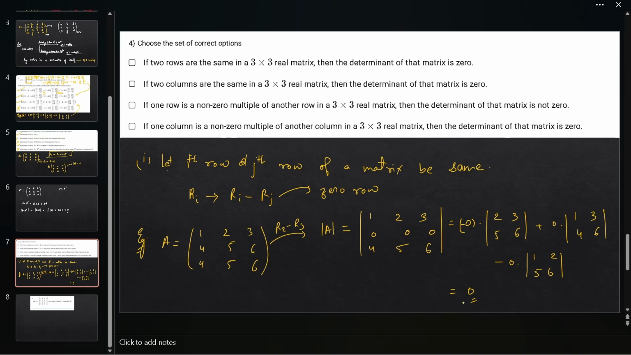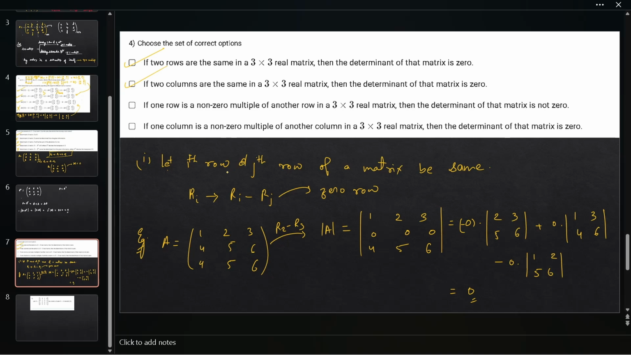So from here we can also get one more result: if there is any 0 row in your matrix, then the determinant value of that particular matrix is also going to be 0. And it is not just true for the rows, it is also true for the columns as well. And we can use the same logic in the columns.